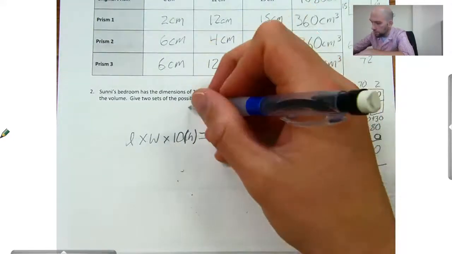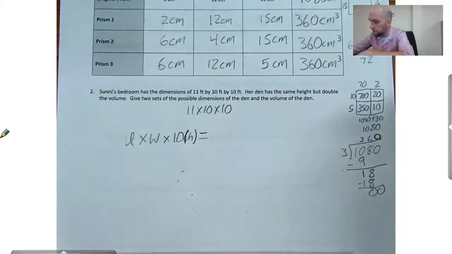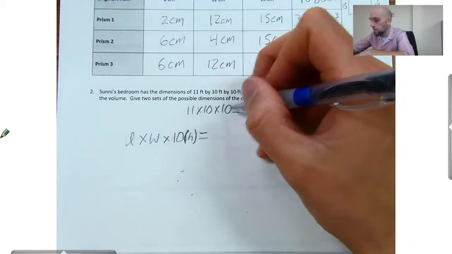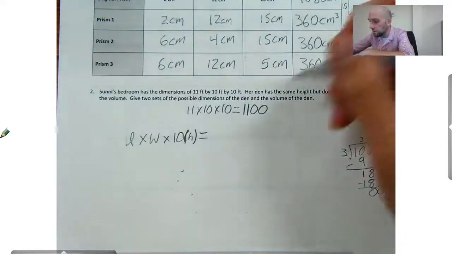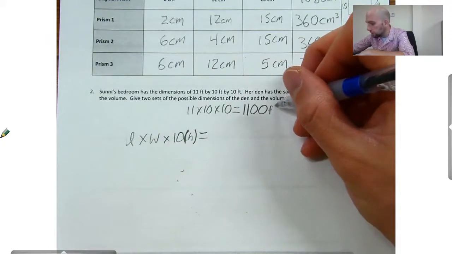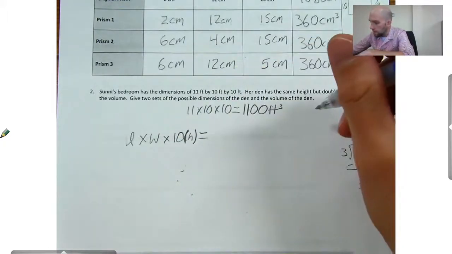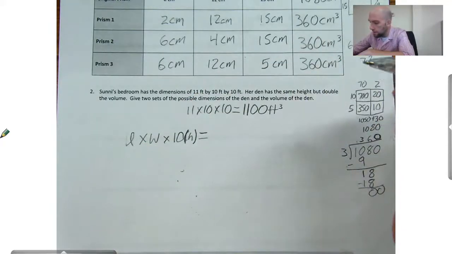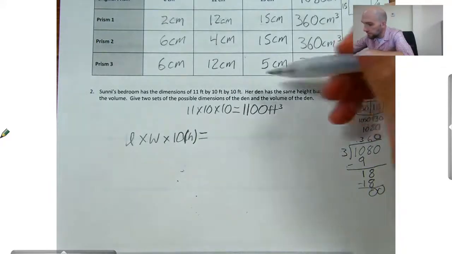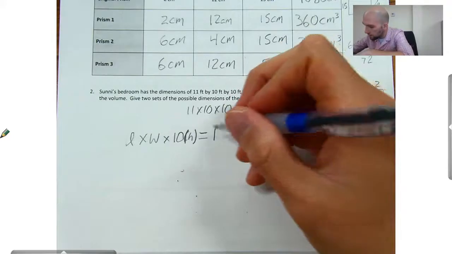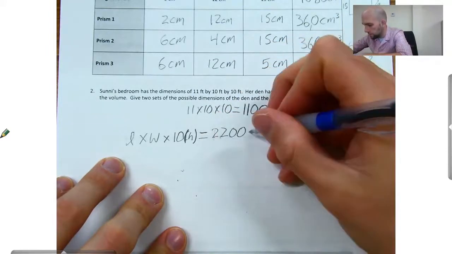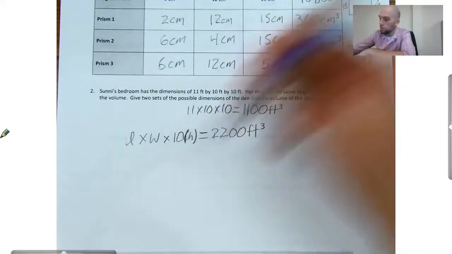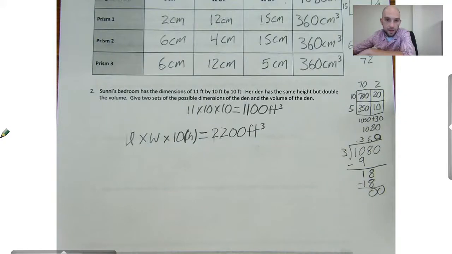Well, first, if we do 11 times 10 times 10 to figure out the volume of our bedroom, well, 11 times 10 is 110, times another 10 is 1,100. Just add 2 zeros because I'm multiplying by 10 twice. So it's going to be 1,100 cubic feet. But it needs to be double the volume. So it's going to be 2,200 cubic feet, I should say. So we're talking about volume. So we have length times width times 10 equals 2,200 cubic feet.